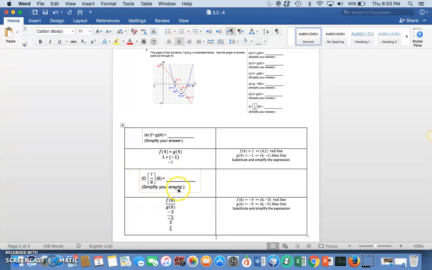F is f divided by g of 6. So you can find f of 6 and g of 6 and divide them. F is red, 6. You pick up the y as -3. G of 6, the blue. When x is 6, the corresponding function or y value is -5. Well, a negative divided by a negative is a positive, so we would reduce that, change it to a +3/5.